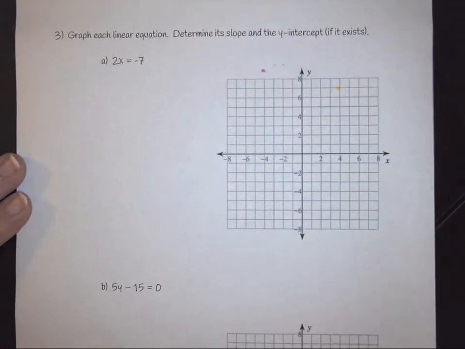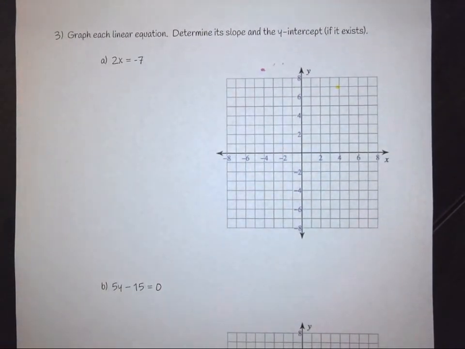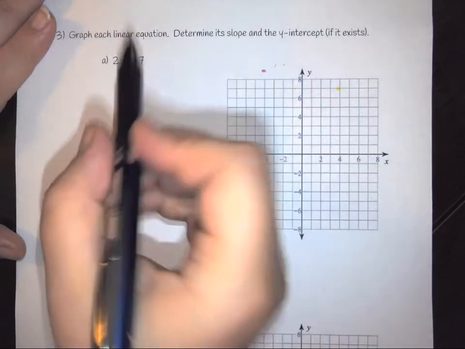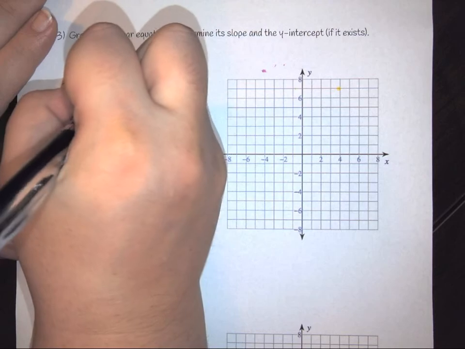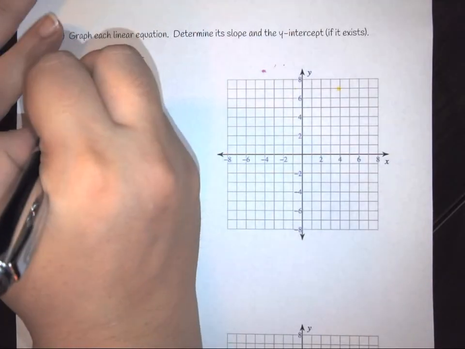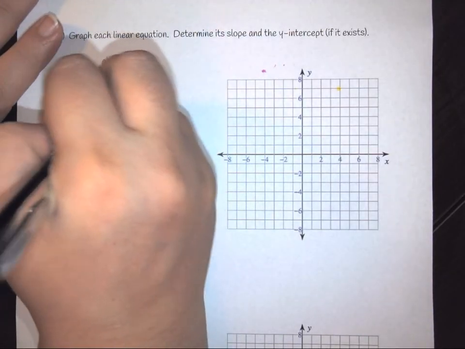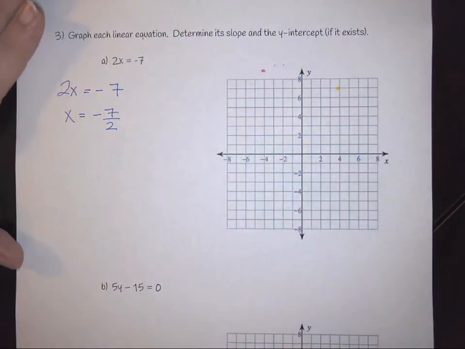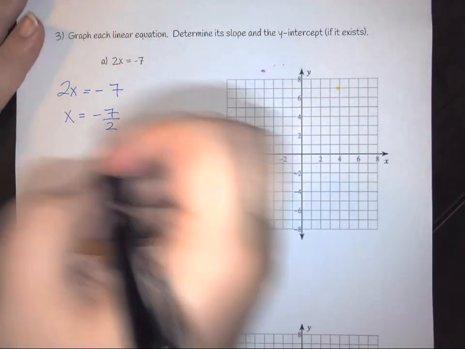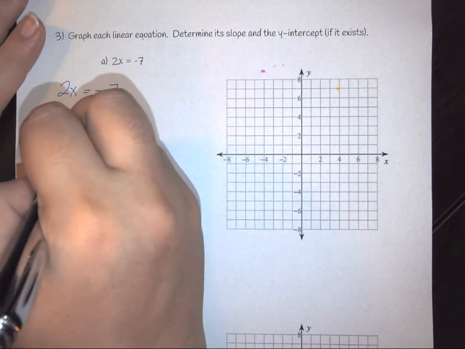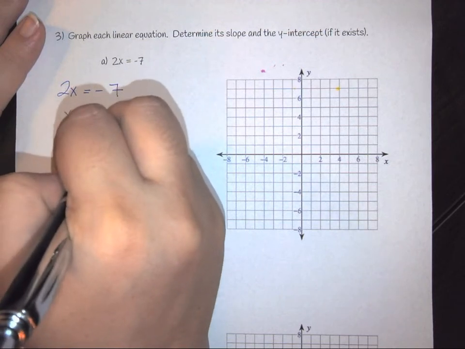So here in these 2 examples, it says to graph the linear equation and then determine the slope and the y-intercept, only if they exist. So first and foremost, I have 2x equals negative 7. I need to get x by itself, so x equals negative 7 halves. Now, notice here something very important about this problem. This is an x equals problem. This means we have a vertical line.